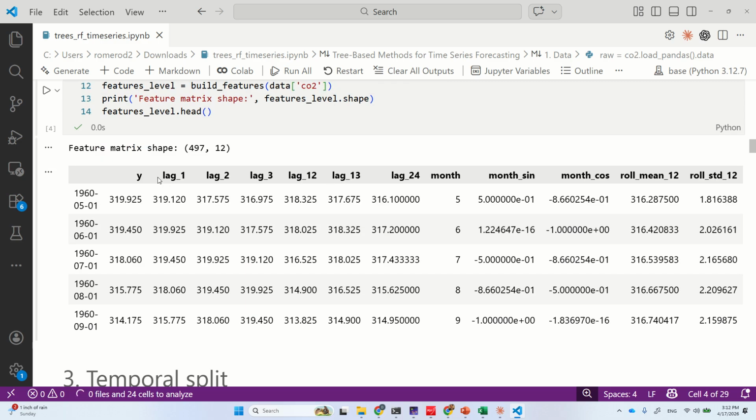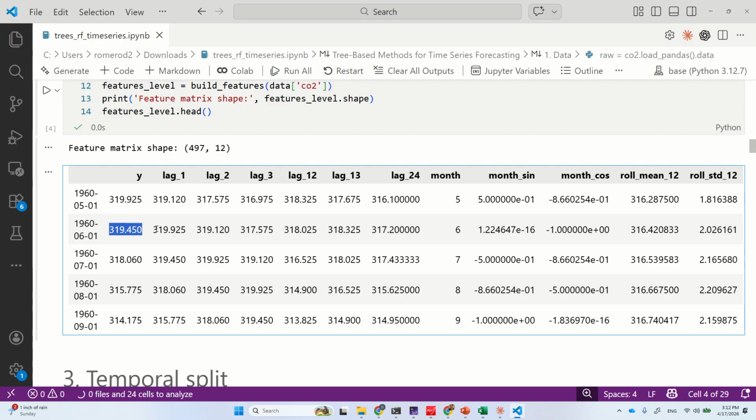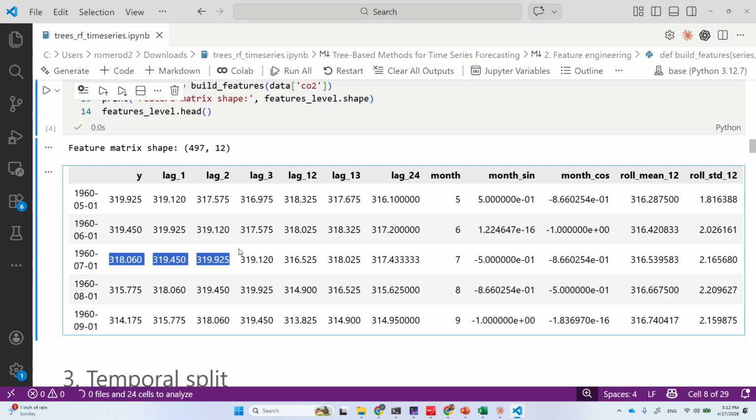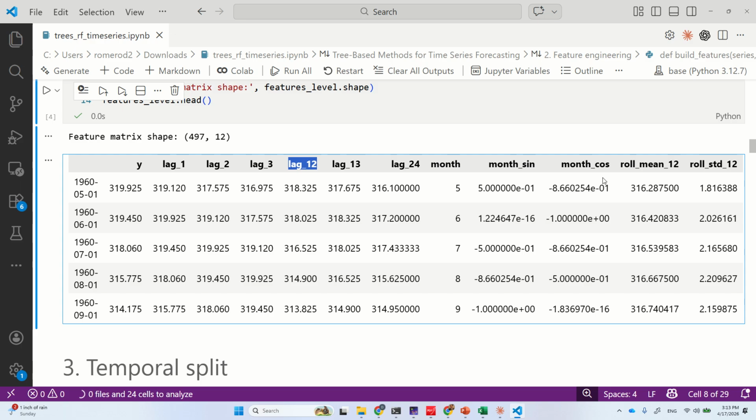For example, lag one. Look at this, for this observation, lag one. So the previous one is this y, the original value of the previous period. You can see it here. Lag two is the same idea. So for this one, lag two is the real value of the time series 2 periods before. So this is yt minus 1, yt minus 2, yt minus 3, yt minus 12, and that continues. And then we have the other features. Again, you can keep adding more information depending on the context.